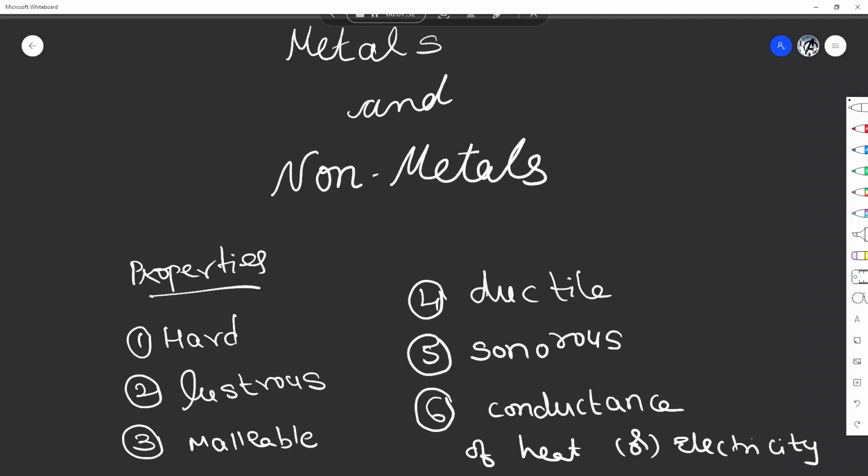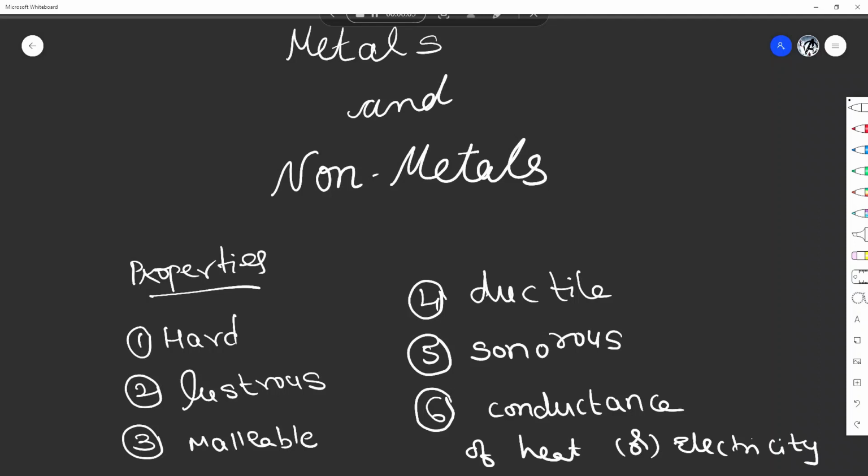So, what are the major properties of metals? Hard, lustrous, malleable, ductile, sonorous, conductance of heat and electricity. These are the basic physical properties which we can see, feel, and understand as the properties of metals. Apart from that, there are various chemical properties also which state that those are metals. That will be discussed in another video in detail.